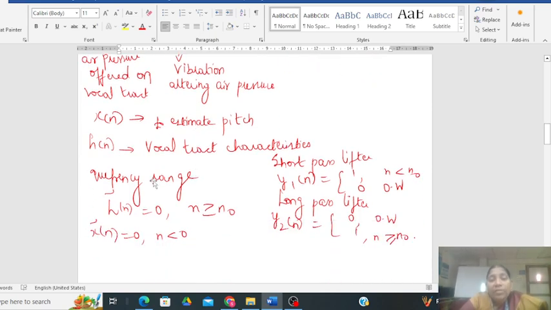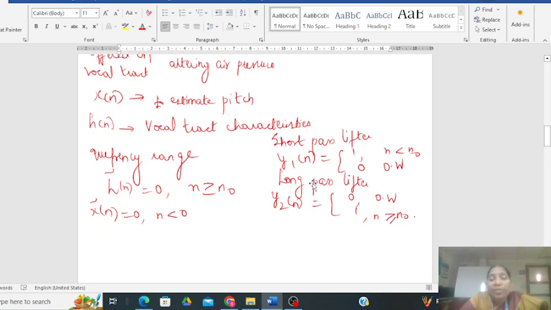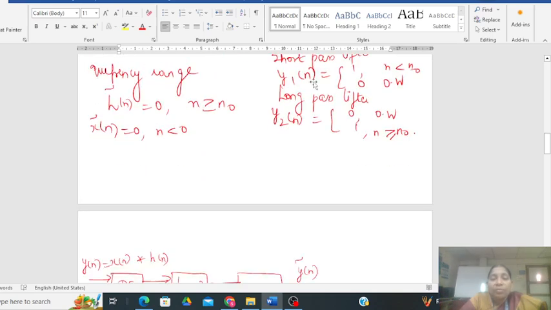In that we will be using the quefrency range. The word frequency, when you reverse the first four letters, becomes quefrency. So you will be using a short pass lifter and a long pass lifter also. Those functions are given by the mathematical expressions here.